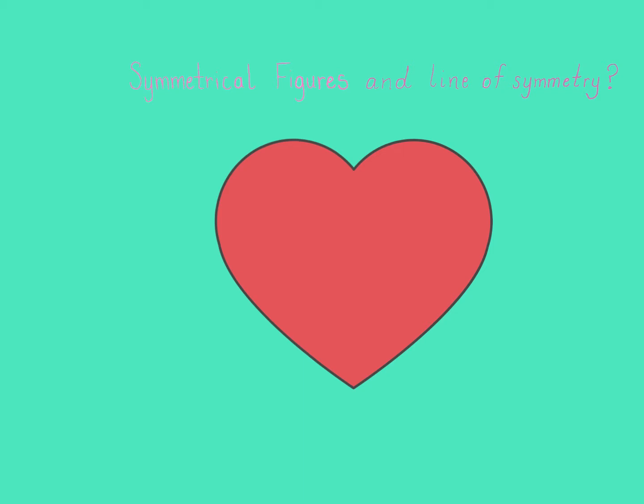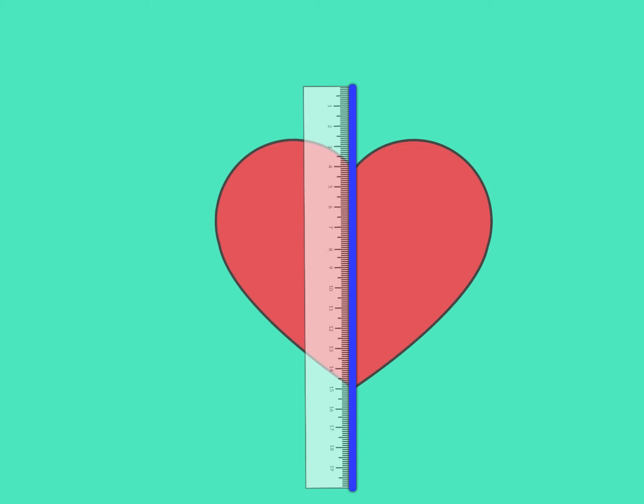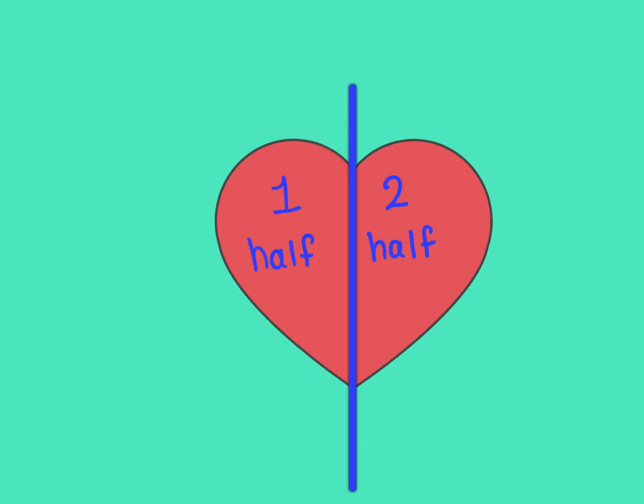Here we have an image of a heart. You can fold the heart perfectly in half. Using a straight edge, you can record the line created by the fold. One half of the heart can completely cover the other half.